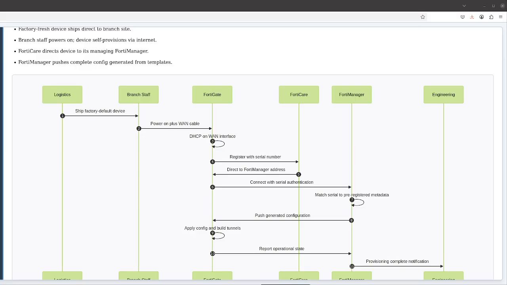Total human time at the branch is typically under 10 minutes, and total engineering time is whatever you spent defining the metadata variables, which might be 2 minutes for a well-templated deployment. This workflow is what enables SD-WAN at 500 or 5,000 branch offices with a small engineering team. Without ZTP, the deployment effort would be overwhelming. With ZTP and proper templating, the scale becomes a matter of logistics rather than engineering bandwidth.